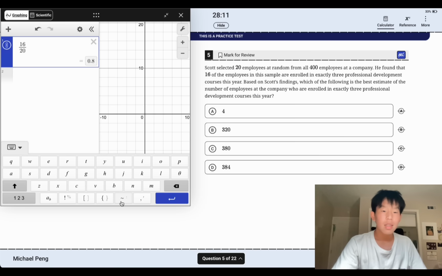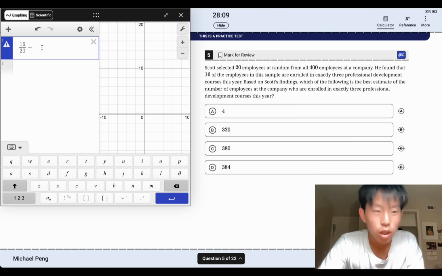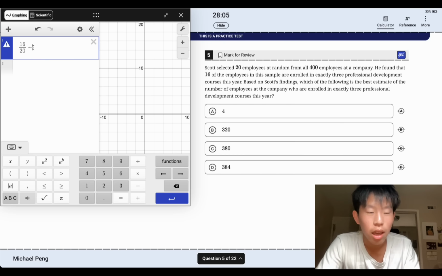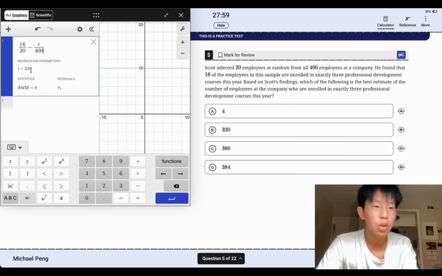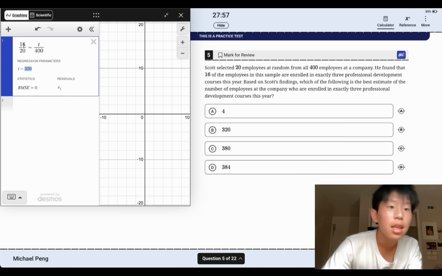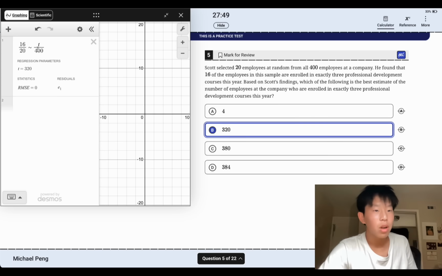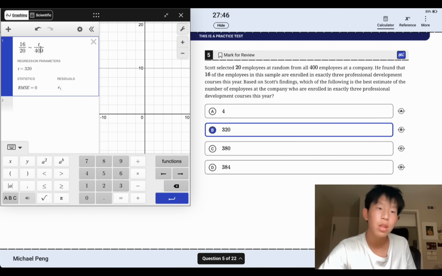So we can use the tilde, and we can do another regression. So now we want to find, hey, how much of this applies to the total amount of people? So I can go T over 400, and the answer is 320. So 16 is to 20 as T is to 400. So it's 320, you see? So that's another way you can use regression. Very, very easy way to use regression.